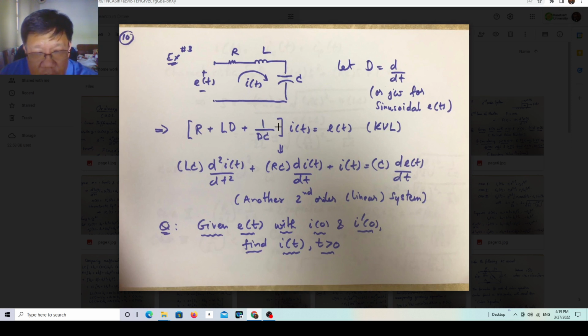So the voltage across C is 1 over C times the integration of i dt, which is 1 over D times C, the representation of that relationship here. So these three parts are the voltage drop for each element in the circuit. All together, with the direction of I, from Kirchhoff voltage law they need to be equal to the voltage across these two poles, which is e(t), the function e(t).